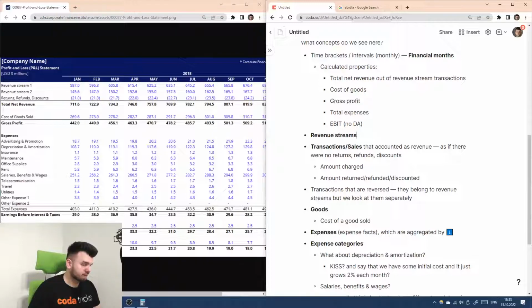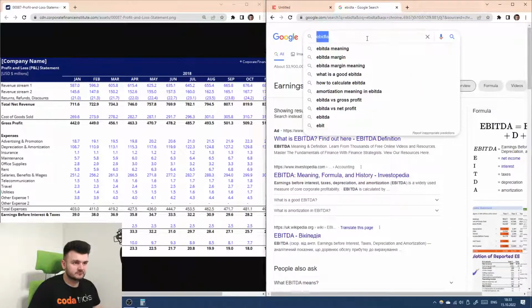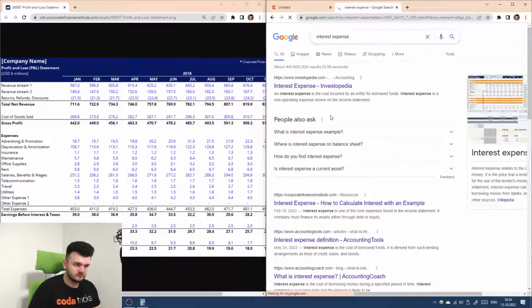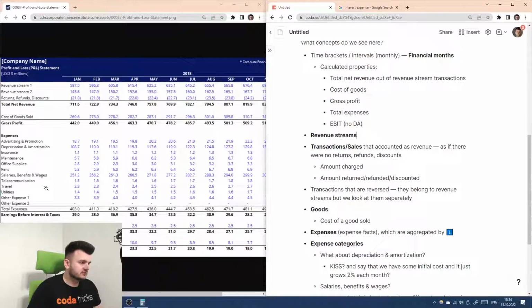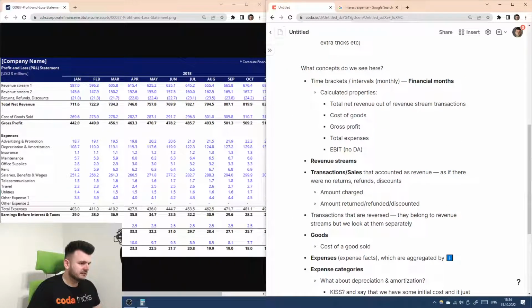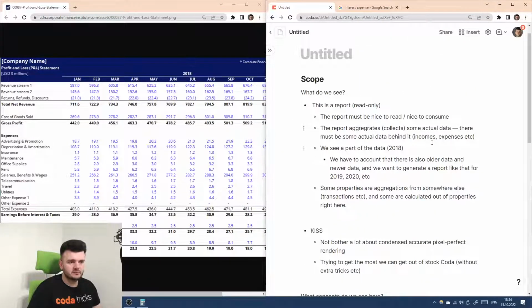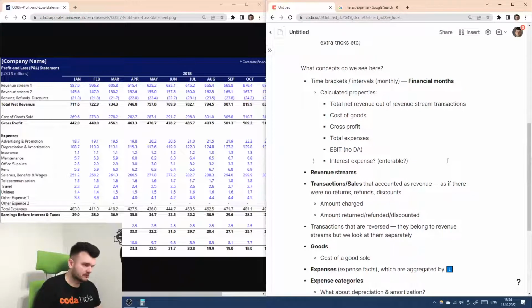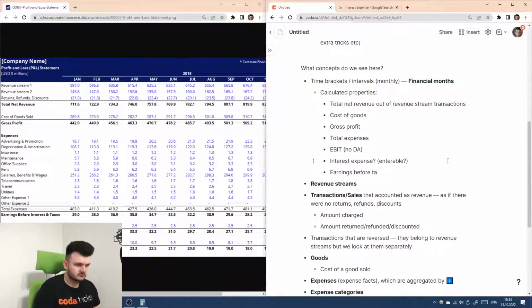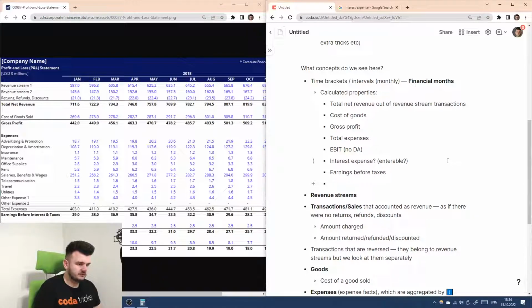Interest expense. Not sure what that means, honestly. Okay, this is a non-operating expense, which means we don't have to have this number in our earnings. It's something that we owe someone and we have to repay. So it's like a fixed expense that we may include, we may not include. And we have earnings before taxes. We calculate taxes.